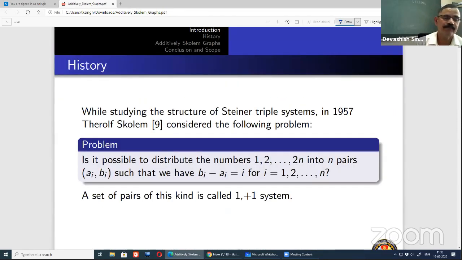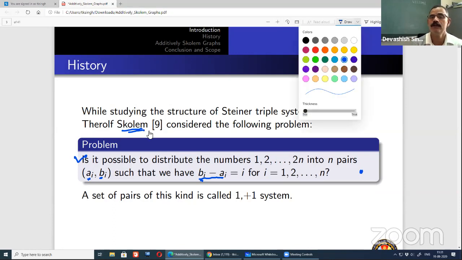Okay. In 1957, Thoralf Skolem wanted to discuss the structure of Steiner triple systems, and in his paper he posed a problem. Is it possible to distribute the numbers 1 to 2n into n pairs, say (a_i, b_i), where without loss of generality b_i is greater than a_i, such that the difference b_i minus a_i gives i, where i varies from 1 to n? This is the question posed by him, and he solved that question also.